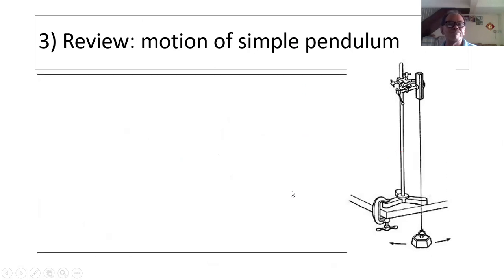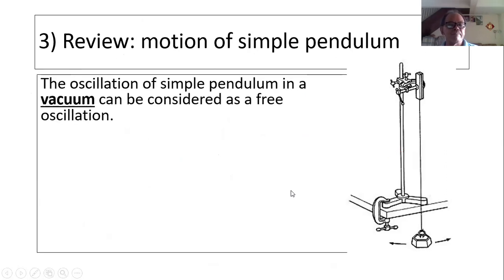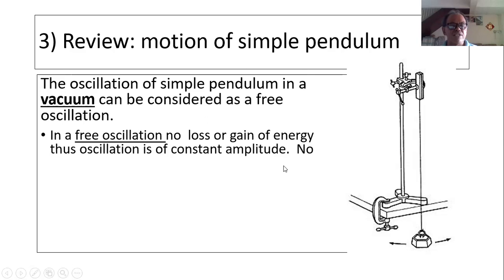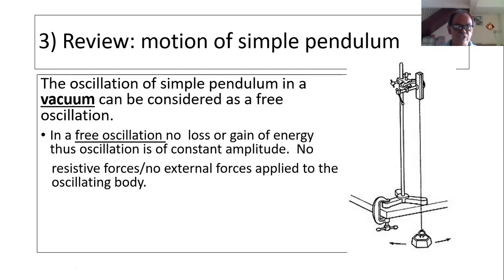Example of simple harmonic motion: a simple pendulum, a heavy mass on a string. This one we clamp it, and it swings to and fro in vacuum. We call this free oscillation. That means no loss or gain of energy. Thus, the oscillation has constant amplitude. There's no gain in energy, there's no loss of energy. The amplitude of oscillation is constant. There is no resistive force, that means no air resistance or no external force applied to the oscillating body. The body is oscillating in vacuum.